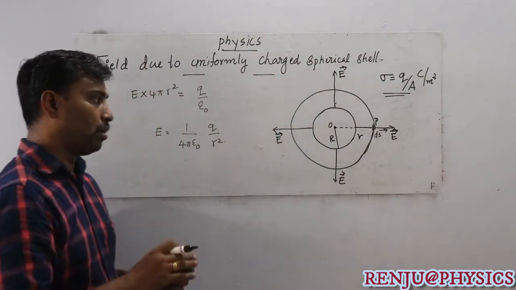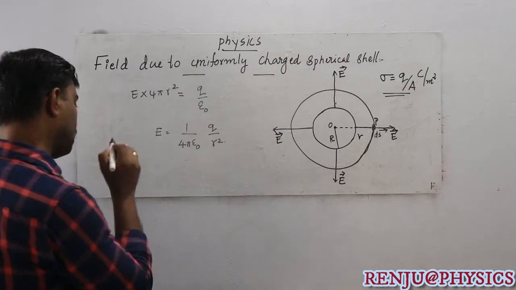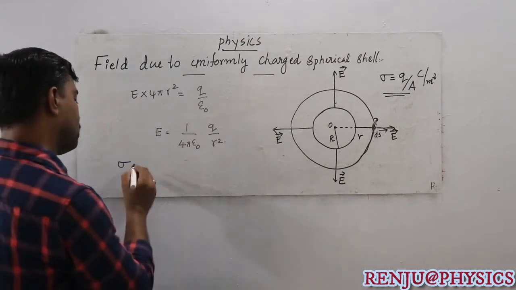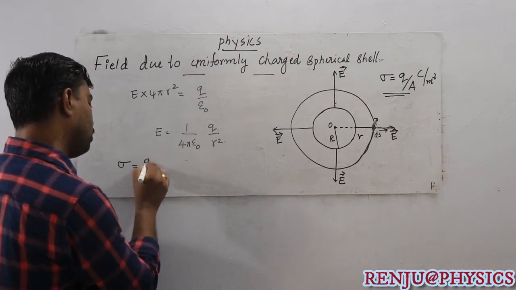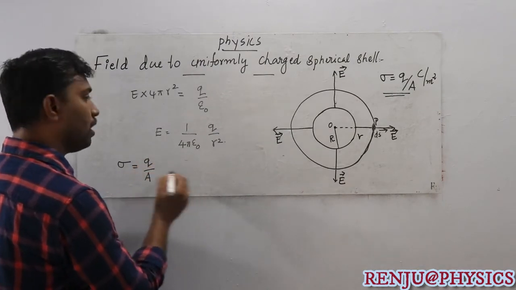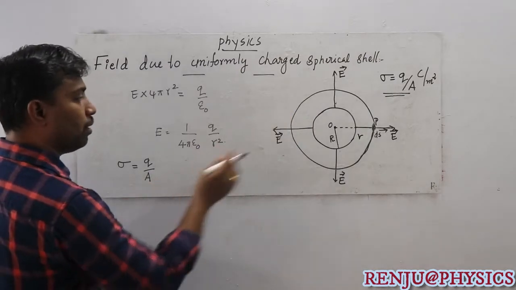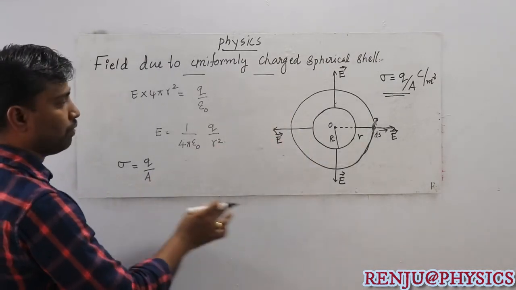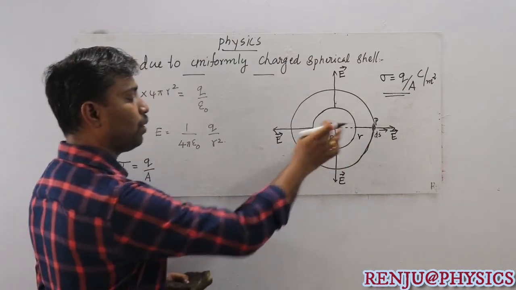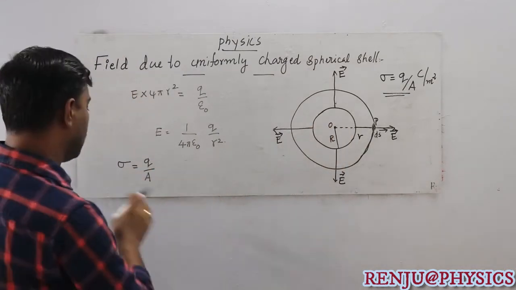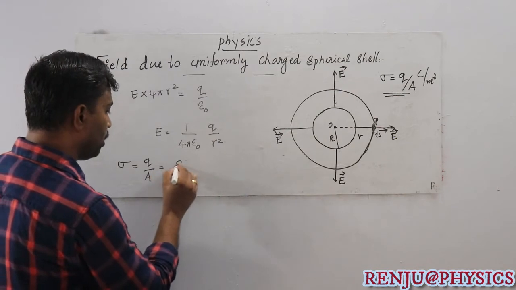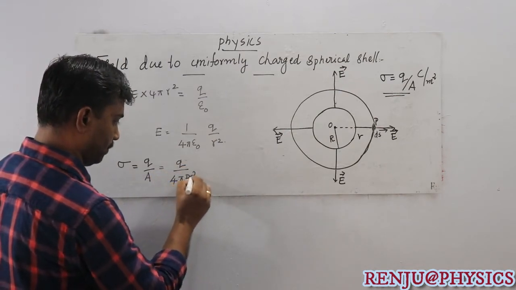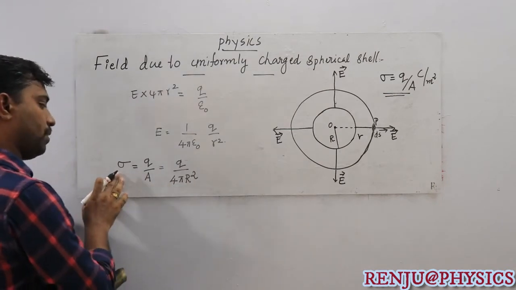But here, sigma is the surface charge density, and sigma is given by Q by A. Q is the charge enclosed by the spherical shell and A is the area of the spherical shell. We know that R is the radius of the spherical shell, so we can write sigma is equal to Q by 4 pi r squared.